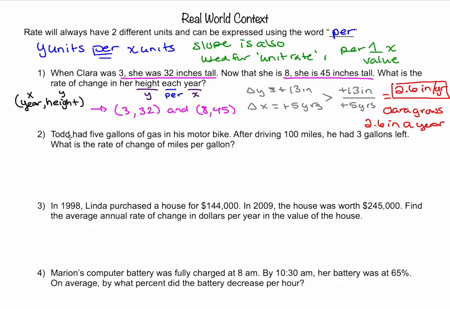If we come down to example 2, it says Todd had 5 gallons of gas in his motorbike. After driving 100 miles, he had 3 gallons left. What is the rate of change of miles per gallon? Well, we are already told the miles per gallon, so that is helpful. As a reminder, it's y per x. So we have y as our miles and gallon as our x. So coordinate-wise, it'd be gallon, comma, y would be miles.